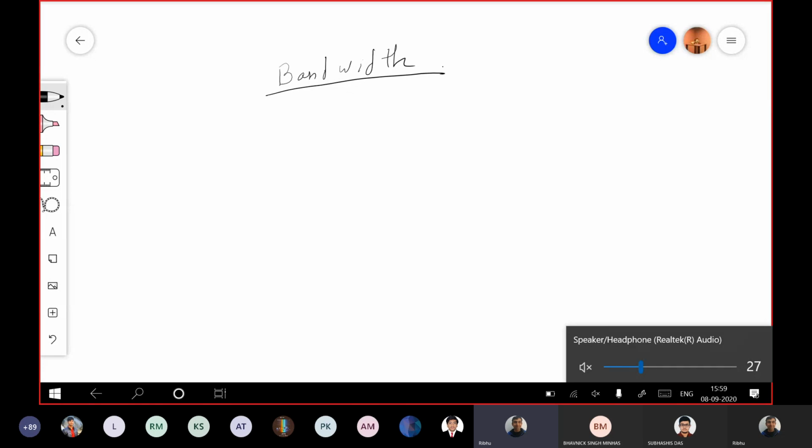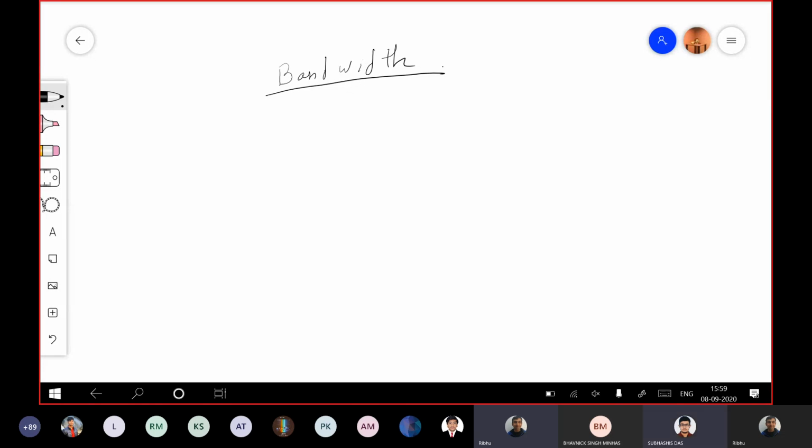And let's see. I'll write the word bandwidth again. So it's visible? Yes, sir. And there is a slight lag, and this is better, right? The lag is negligible. So we figured it out.